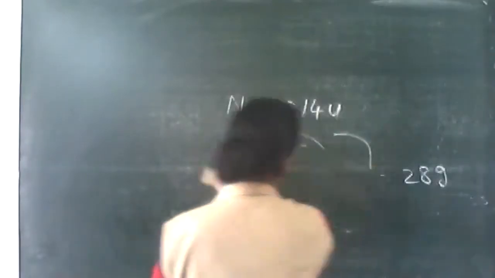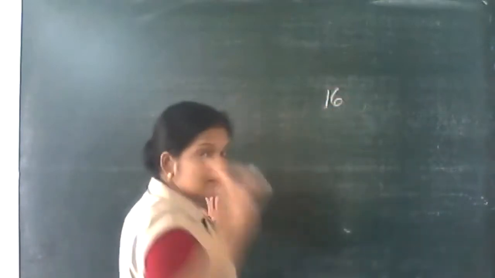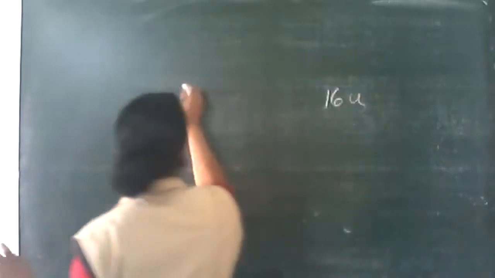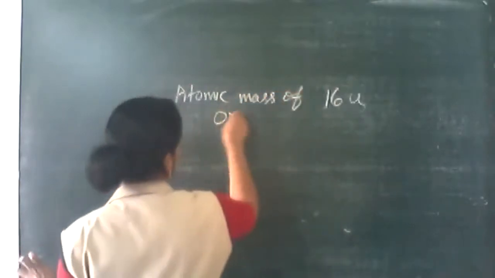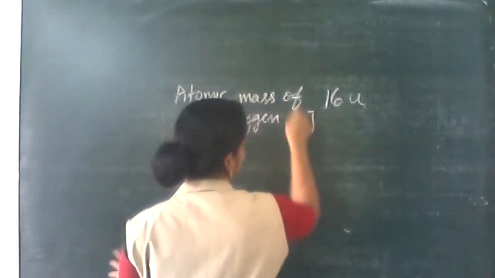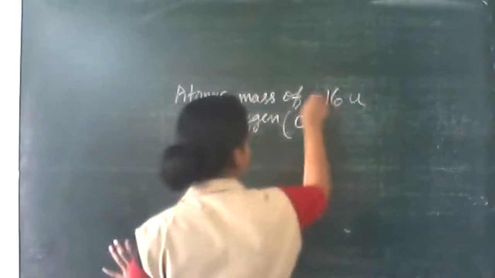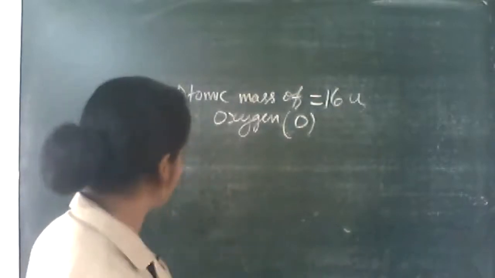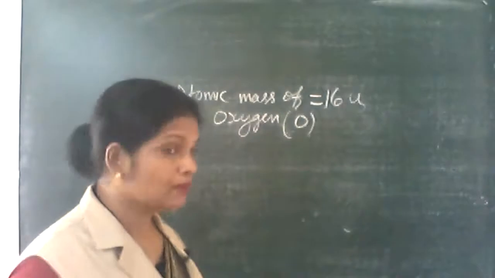Suppose oxygen. One atom of oxygen's weight is 16 times heavier than 1.66056 into 10 to the power minus 24 grams. So we say relative atomic mass or atomic mass of oxygen. Atomic mass of oxygen means simply this O, oxygen atom, not O2. That is 16 times heavier than that 1.66056 into 10 to the power minus 24 grams. What is the molar mass of oxygen atoms? 16 grams.